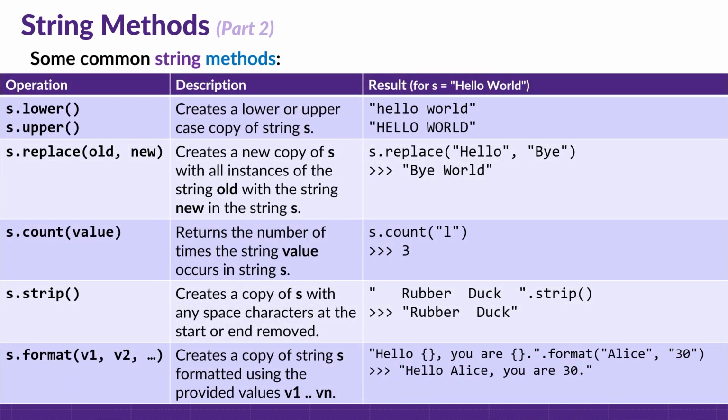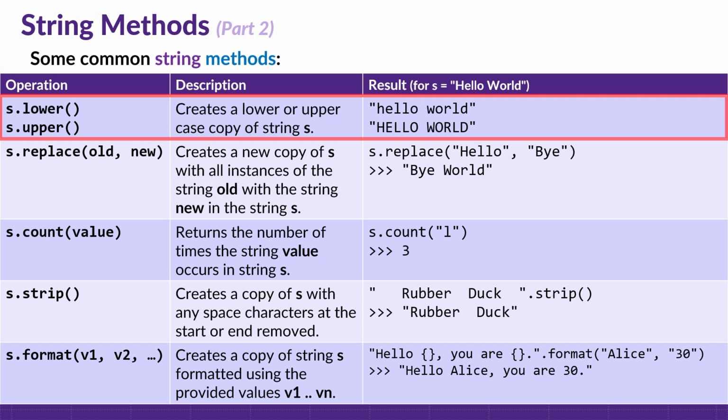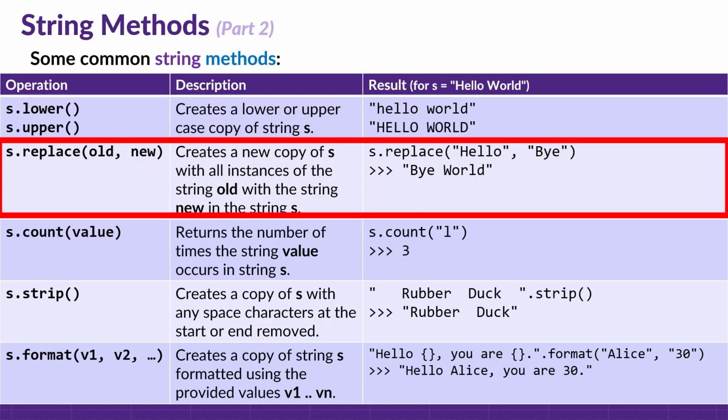There are many other string methods, and I have some of the most commonly used methods listed here. The lower and upper methods create a copy of the string with all the characters in upper or lowercase, as we just saw in that last example. The replace method takes two string parameters, an old value and a new value. What this method does is it takes a look at string s, and wherever it finds an old value, it's going to replace that with the new value and return a new string with those replacements.